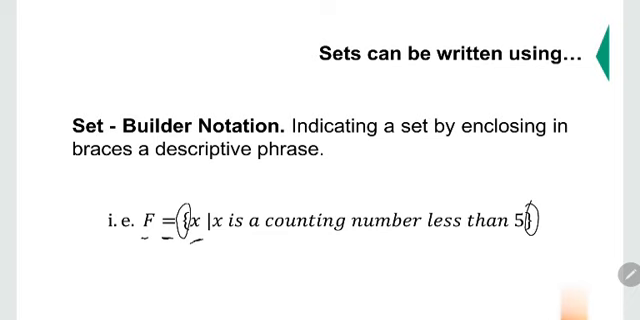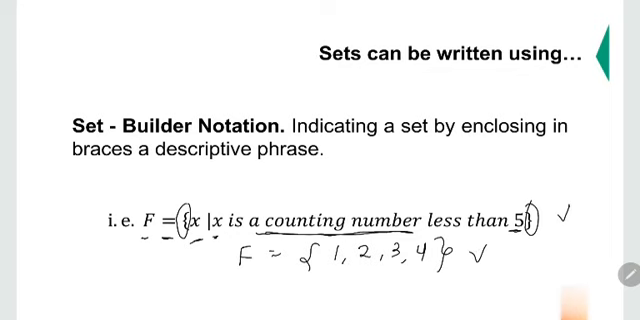X, those are your elements, such that X is a counting number. When we say counting number, diba, that's 1, 2, 3, and 4, less than 5. Not all counting numbers, but those numbers that are less than 5. That means 1, 2, 3, and 4. Okay, so this is set roster. This is set builder notation.